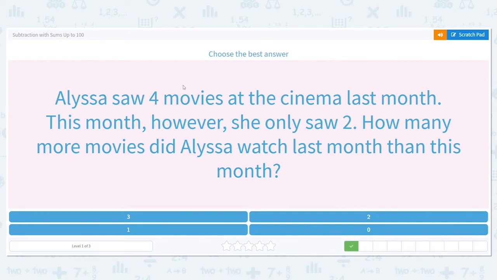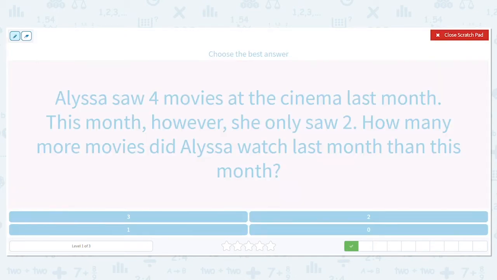Alyssa saw 4 movies at the cinema last month. This month, however, she only saw 2. How many more movies did Alyssa watch last month than this month? Okay, same thing. When you use my scratch pad, we need to mark off what's important to solve. How many movies did Alyssa see last month? She saw 4 movies. How many did she see this month? She only saw 2.